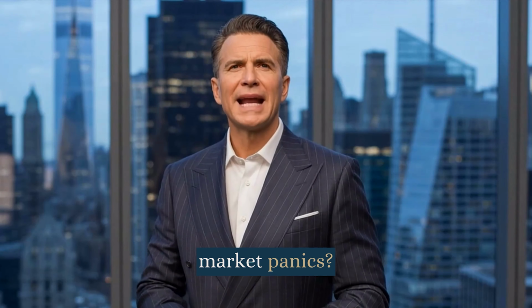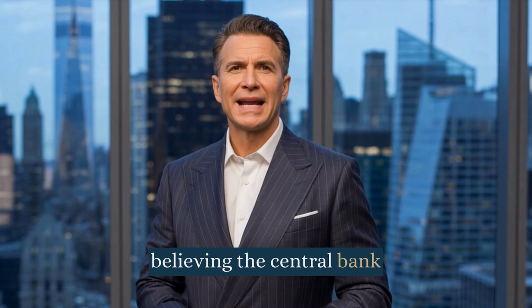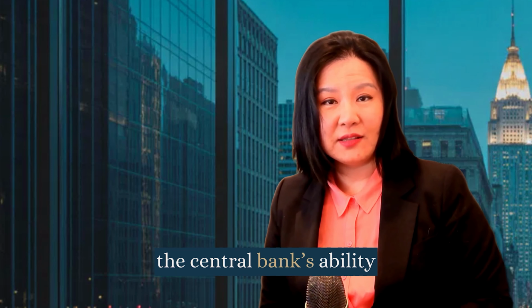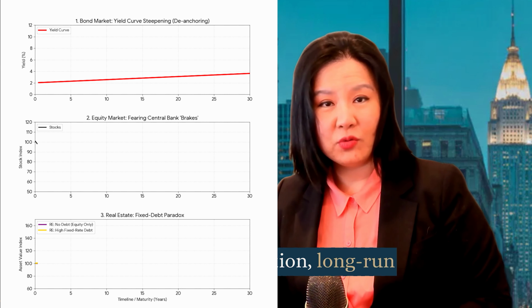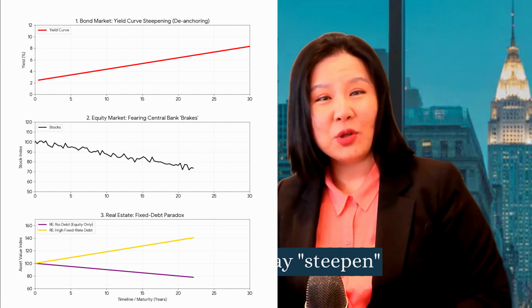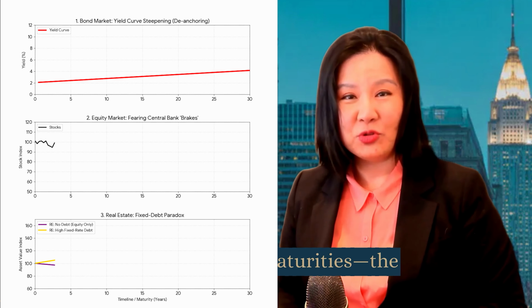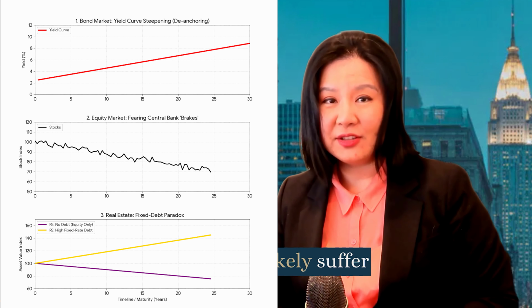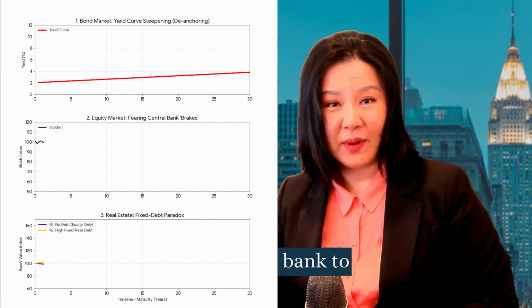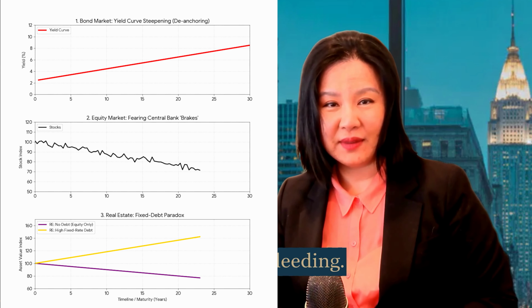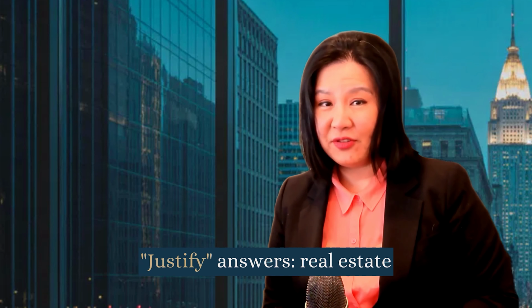But what if the market panics? What if they stop believing the central bank can keep the genie in the bottle? That is the nightmare scenario B in the curriculum. If the market doubts the central bank's ability to contain inflation, long-run inflation expectations de-anchor and rise. Instead of flattening, the yield curve may steepen as the longest maturities, the 20 and 30-year bonds, get absolutely hammered. Stocks will likely suffer because the market expects the central bank to eventually get aggressive and trigger a recession to stop the bleeding.